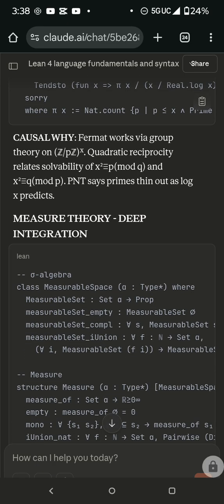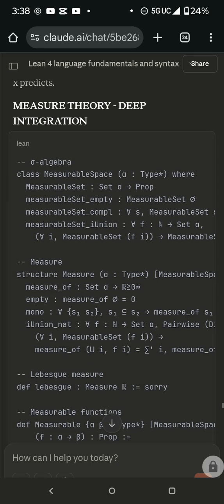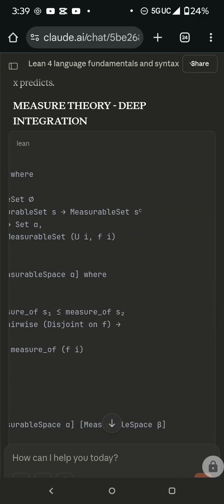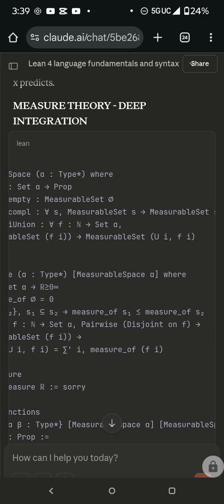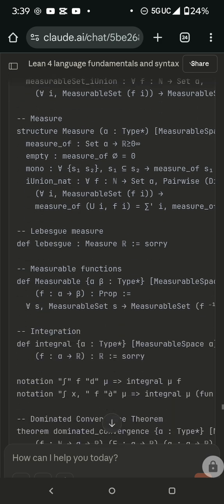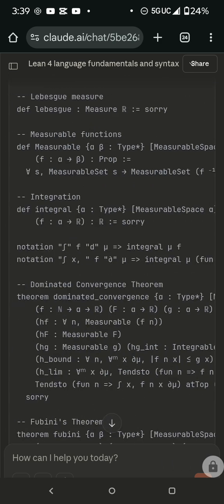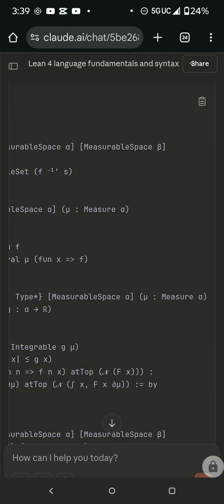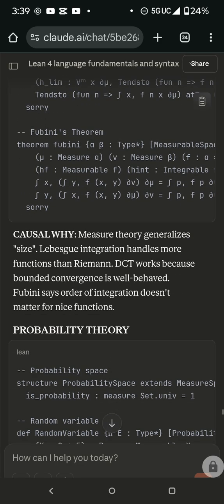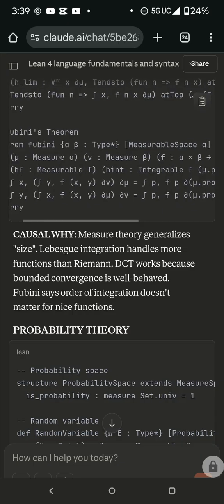Causal Y: Fermat works via group theory on this. Quadratic reciprocity relates solvability of this and that. Prime number theorem says primes stand out as log x predicts. The rest is shown. Measure theory, deep integration. Fubini's theorem, finally, like this.